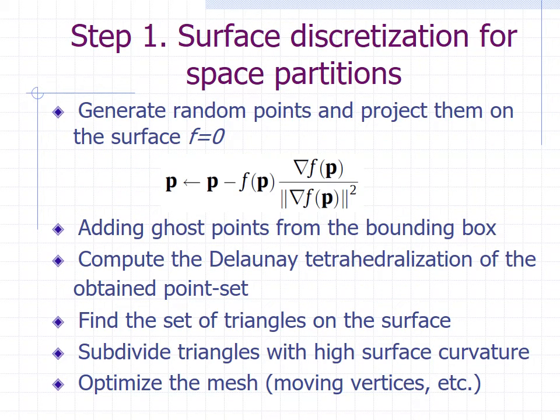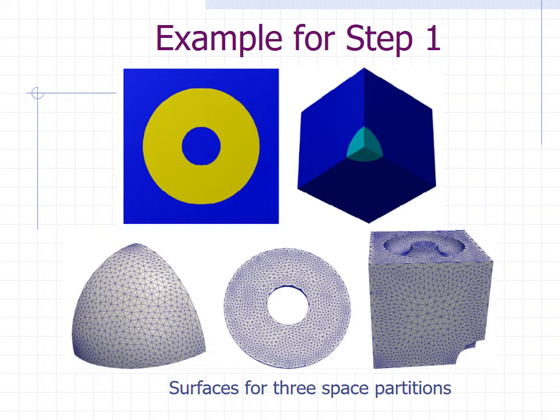Surface discretization for space partitioning starts from generating random points and projecting them on the surface, then adding ghost points from the bounding box. Compute the Delaunay tetrahedralization of the obtained point set. Find the set of triangles on the surface. Subdivide triangles with high surface curvature and optimize the mesh. Here are examples of surface discretization.